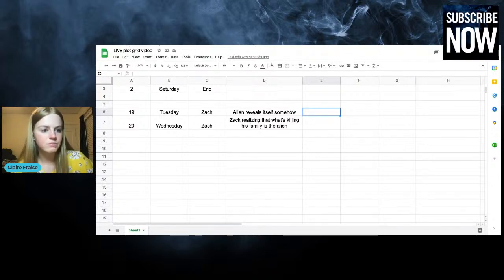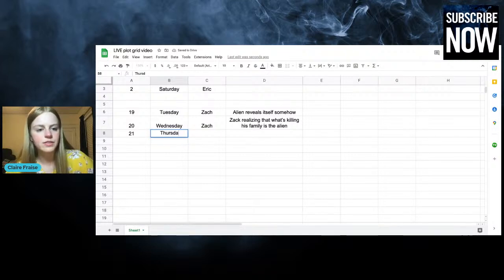All right, and then our next plot point that we have is reeling from the midpoint. So maybe reeling from the midpoint is in chapter 21. Can also be maybe a Thursday.